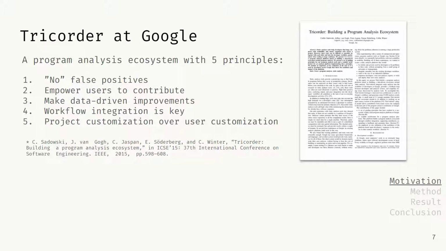A promising approach to deal with some of the usability issues of program analysis has been used at Google. They've developed an internal analysis system called Tricorder, which since has got a few descendants for special purposes. The general philosophy that these systems embody follows the following principles.